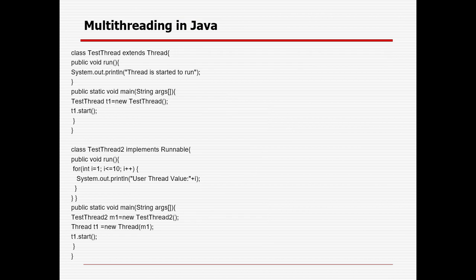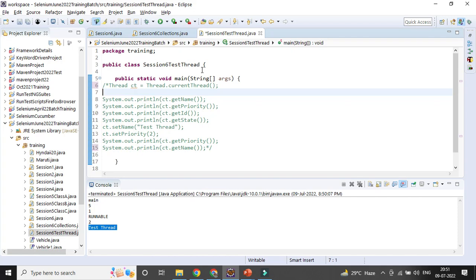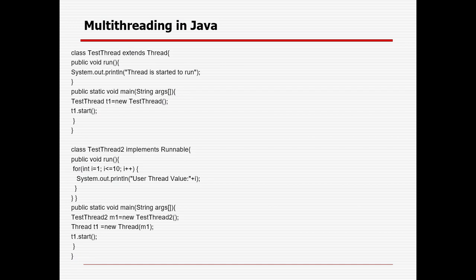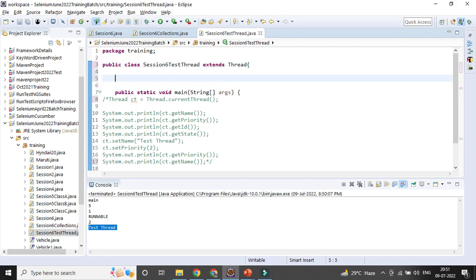I already mentioned there are two ways. One is with the Thread class already available, which we can extend, and another is the Runnable interface, which we can just implement. First I will try to extend it. That is the way you can do it. And here you can create a method. Suppose I create a method public void run. This is the method you can always create.